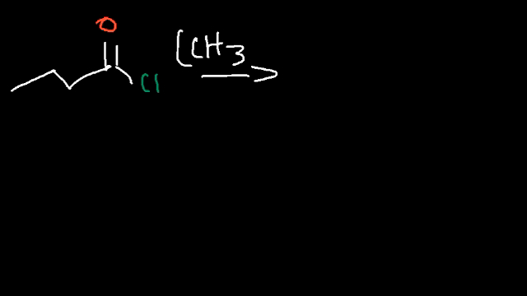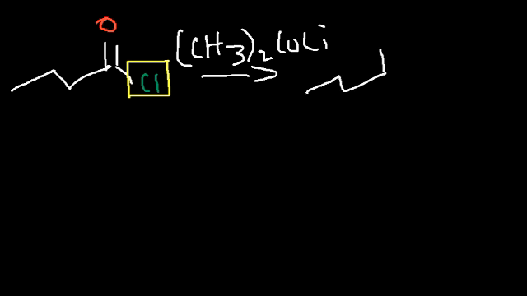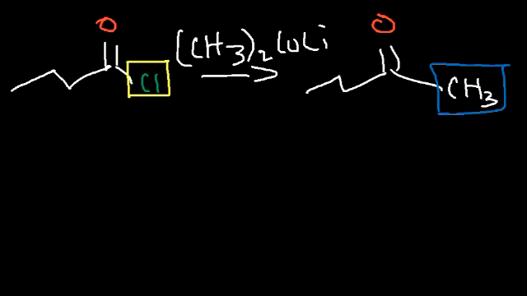So if we have an acid chloride, we can also make a ketone if we use the Gilman reagent. If we use CH3 twice copper lithium, what's going to happen is the Cl is going to be replaced with one of the R groups, in this case a methyl group. And so that's another way in which you can make a ketone from an acid chloride.